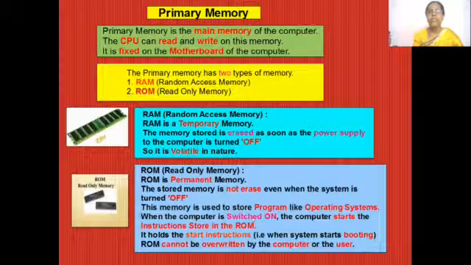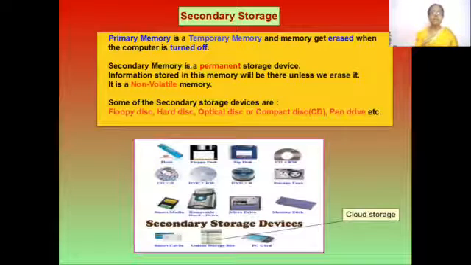The secondary memory. Primary memory is a temporary memory which can get erased. That is the RAM, and you cannot overwrite the ROM. So primary memory is temporary memory, and it gets erased once the computer is turned off. Whenever you type any information, like your project work, it gets erased because it does not have a storage part. So if you want to store any information, it has to be stored in the secondary memory.